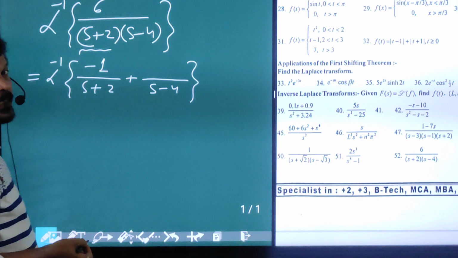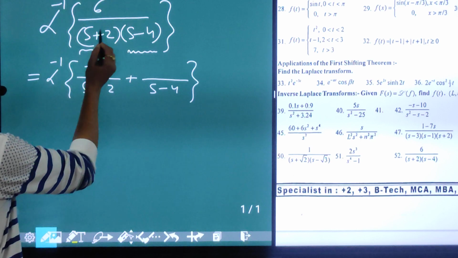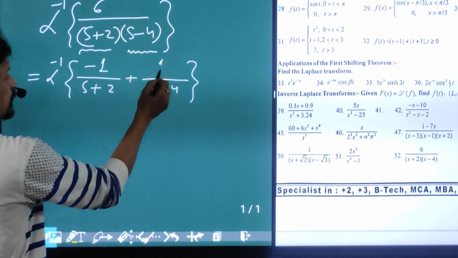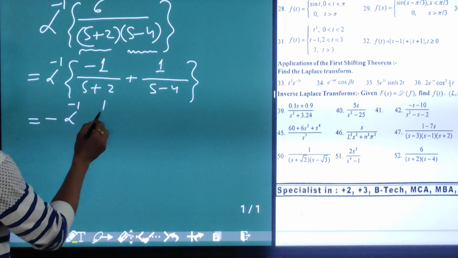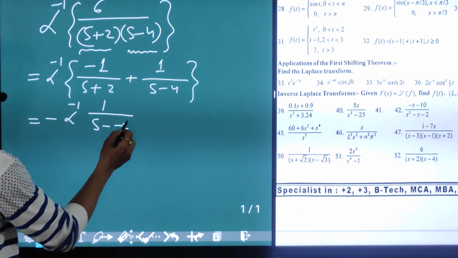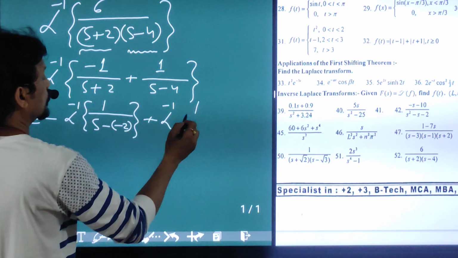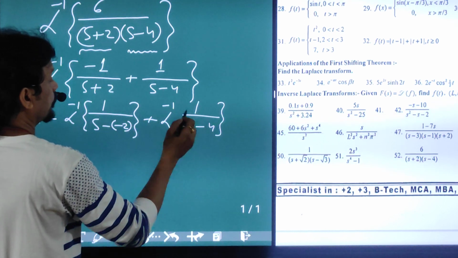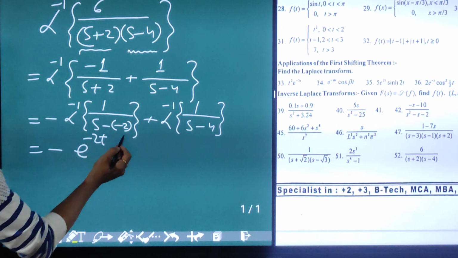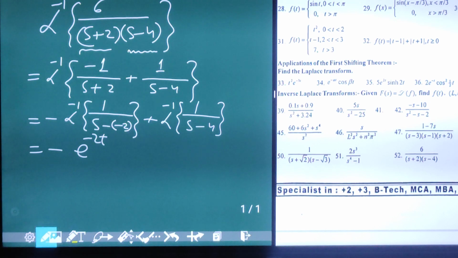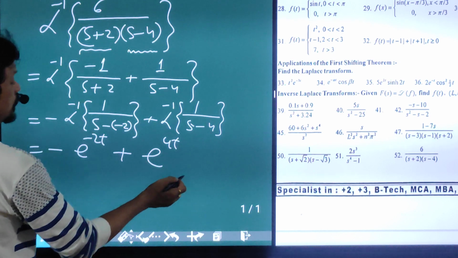Again s minus 4 equal to 0, s is equal to 4. Omit this part, then put s equal to 4. 4 plus 2 is 6, 6 by 6 it is 1. Now we take minus outside: Laplace inverse 1 by s minus 1 minus 2, plus Laplace inverse 1 by s minus 4. Minus this is e to the power minus 2t, here a is minus 2, plus this one is e to the power 4t. So this one is the answer.